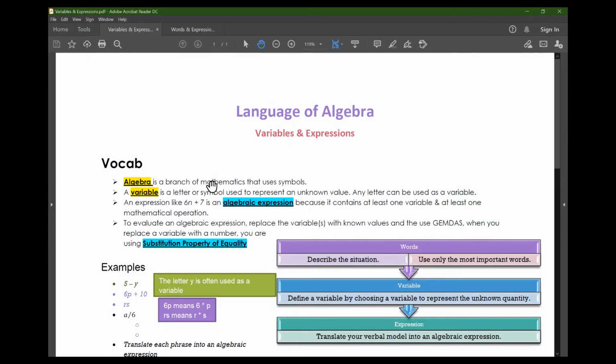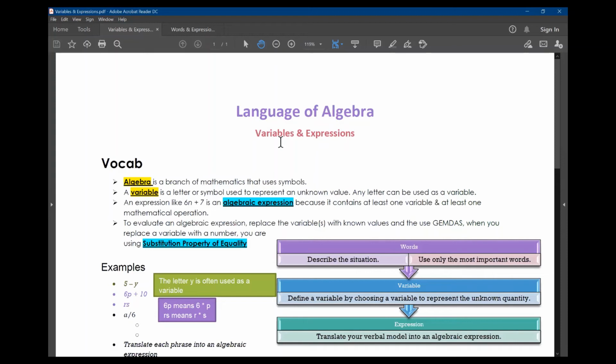A variable is a letter or symbol, either or, used to represent an unknown value. Any letter can be used as a variable. It could be Y, it could be N, it could be A, it could even be V. It doesn't matter what letter it is, as long as it represents a variable.